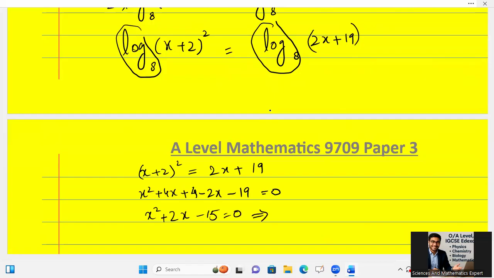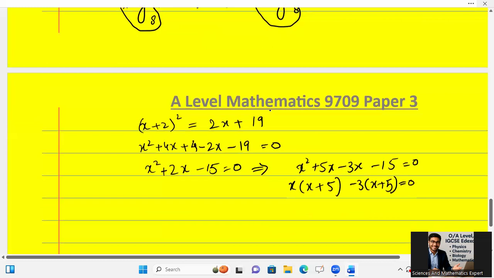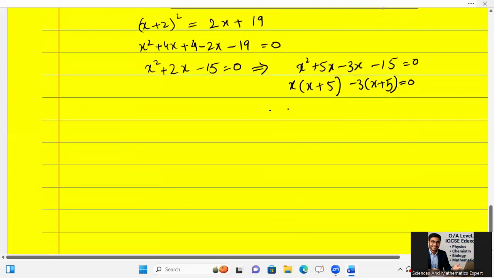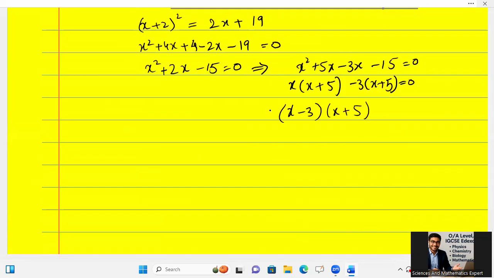If I go for the middle term break, x square plus 5x minus 3x minus 15 equals 0, x into x plus 5 minus 3 into x plus 5 equals 0. Then it is shown as x minus 3 into x plus 5 equal to 0, and x can equal 3, or x can equal minus 5.